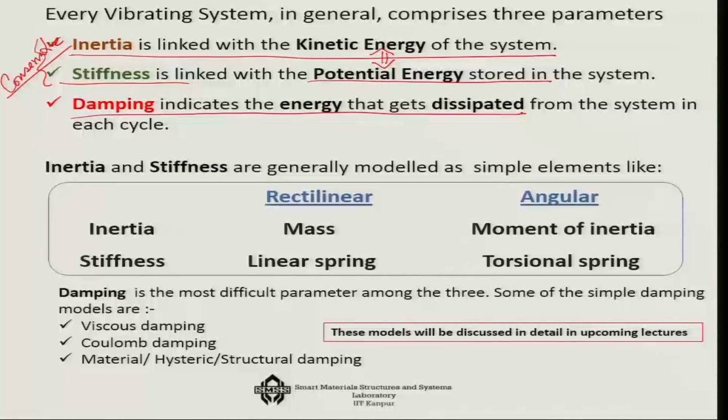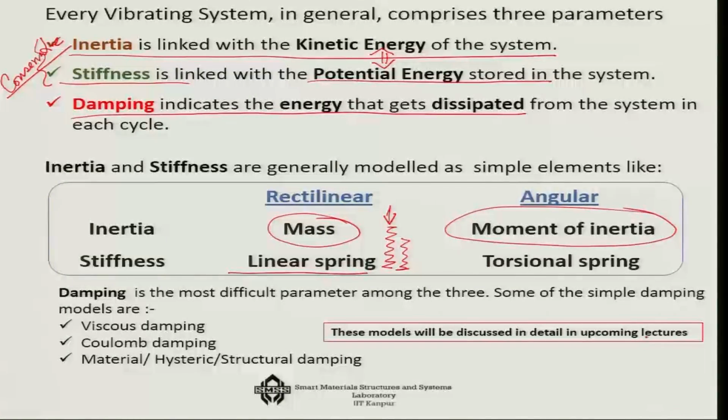Now, when we talk about inertia, we can think of inertia in the rectilinear frame. In that case inertia is equivalent to mass, and in the angular frame it is equivalent to the moment of inertia. When we talk about stiffness, in the rectilinear scale it can be a linear spring, in which you apply a force and the spring gets deformed. However, its counterpart in the angular reference frame is a torsional spring.